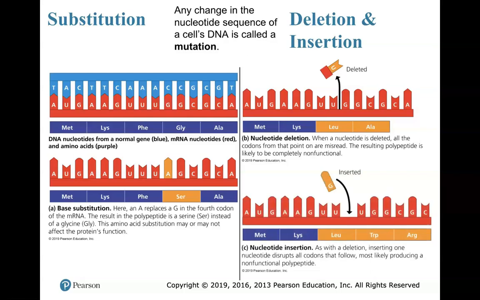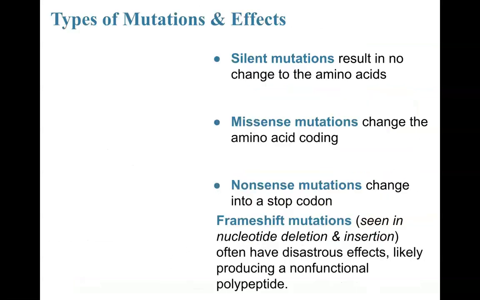Insertion is a similar concept where it's quite deleterious, where you are affecting all subsequent codon readings. You are inserting an amino acid to where it didn't belong there. So you can have substitution, deletion, insertion. These different types lead to different effects. So let's see what kinds of mutations we can have.